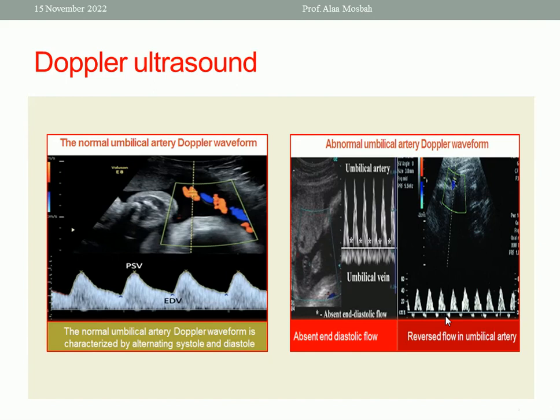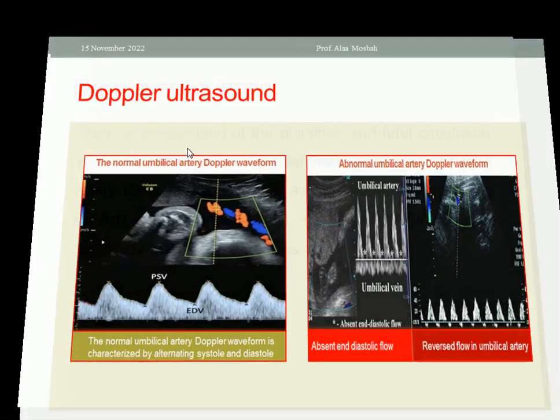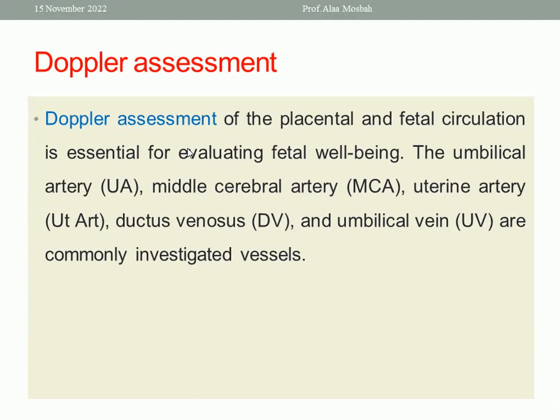Okay? So, Doppler ultrasound is used to detect the fetal placental circulation, which is essential for evaluating the fetal well-being. The umbilical artery, middle cerebral artery of the fetus, uterine artery, ductus venosus, and the umbilical vein are commonly investigated vessels.